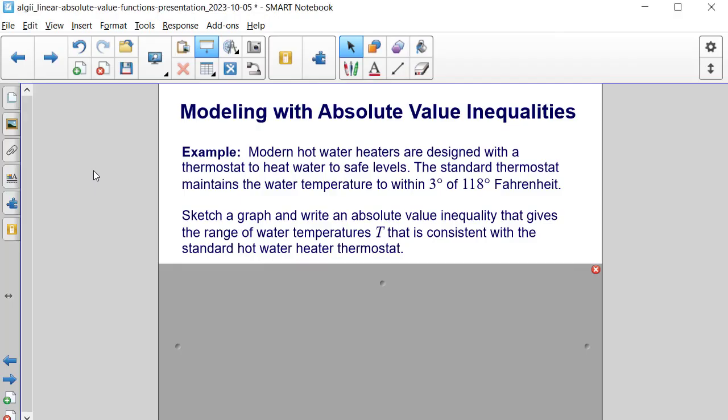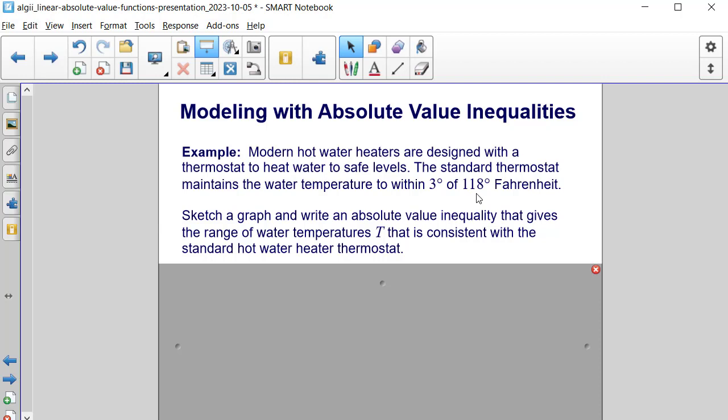Now let's discuss modeling with absolute value inequalities. Modern hot water heaters are designed with a thermostat to heat water to safe levels. The standard thermostat maintains the water temperature within 3 degrees of 118 degrees Fahrenheit. We need to sketch a graph and write an absolute value inequality that gives the range of water temperatures, capital T, that is consistent with the standard hot water heater thermostat.